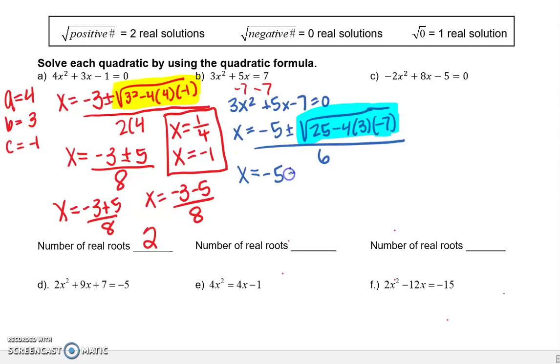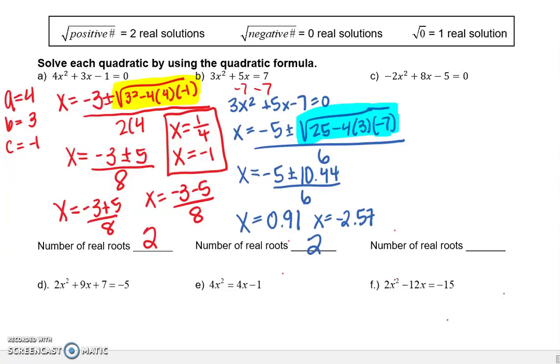x equals negative 5 plus or minus, you should have gotten 10.44 divided by 6. Then you need to set up 2 equations, negative 5 plus 10.44 divided by 6, and negative 5 minus 10.44 divided by 6. Go ahead and do that. Rounded to the nearest hundredth, you get 0.91. x is equal to negative 2.57. Once again, you have 2 real solutions.